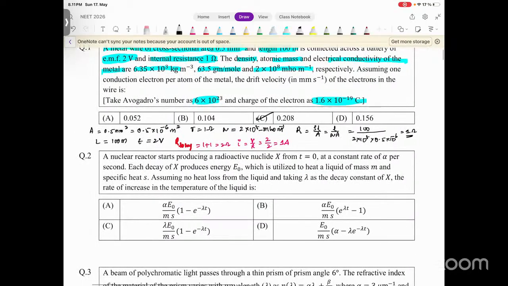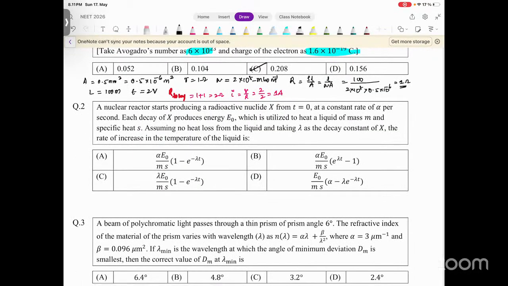Clear? Next question is from nuclear physics. It is saying that a nuclear reactor starts producing a radioactive nuclide X at t equal to 0 at a constant rate of alpha per second. Each decay of X produces E naught energy, which is utilized to heat a liquid of mass M and specific heat S. Assuming no heat loss from the liquid, taking lambda as the decay constant of X, the rate of increase in the temperature of the liquid will be equal to how much?